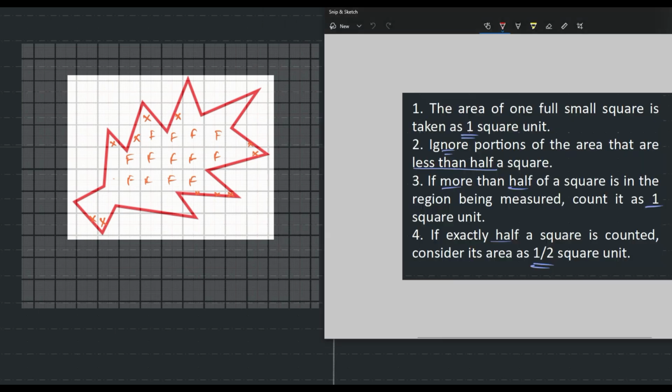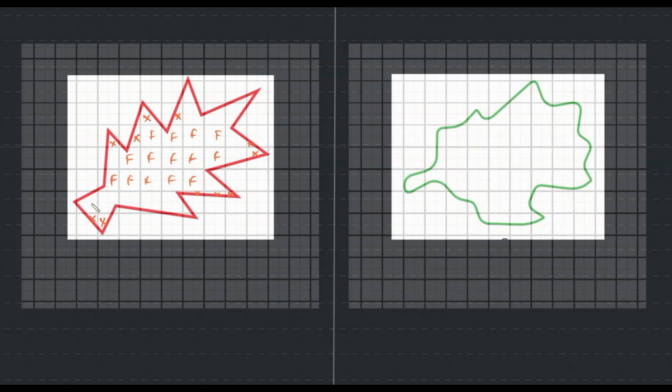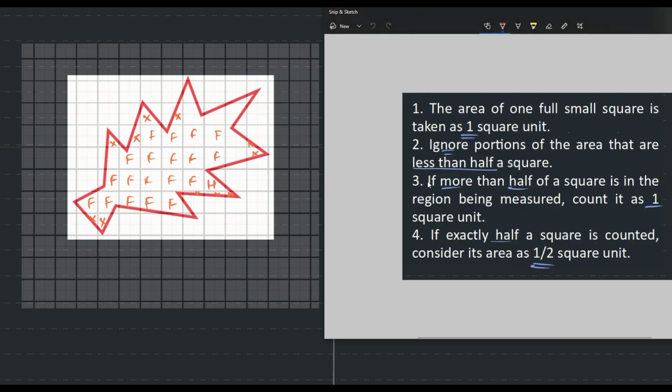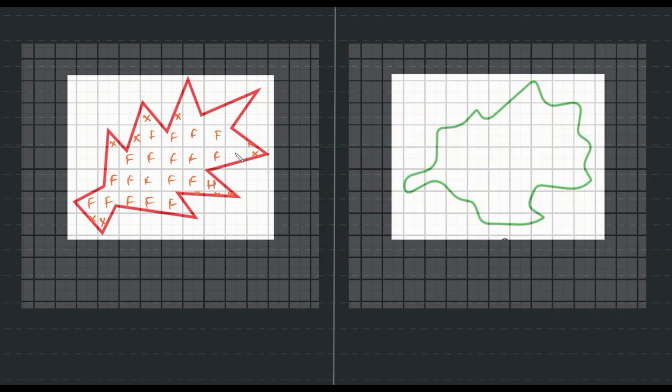So the next step is, if more than half, it is to be considered as 1 square unit. Okay, so for example, this is full. This we can consider as full. This is full. This is full, full, full. This is a bit more than half, but I'll consider this as half. So I'm making use of the third rule, if exactly half. So this I'll consider as half. This is full. This is kind of full. This is also full. This is also full. This is also full.